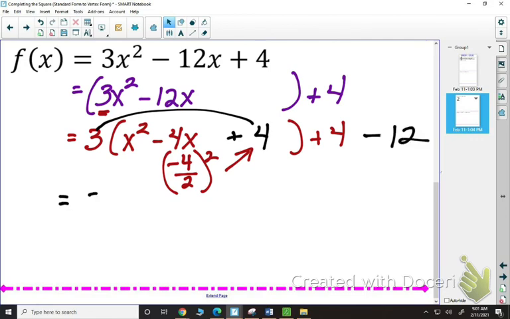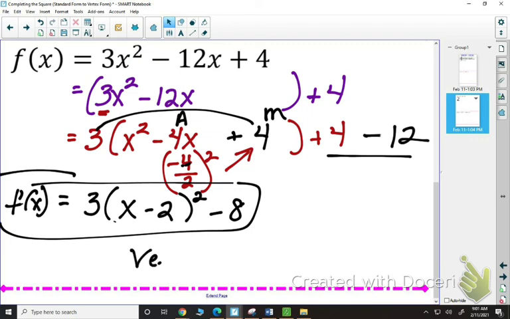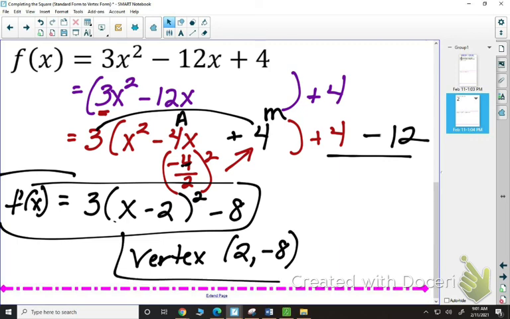Okay, so to do it one more step, we're going to have 3 times, okay, in this case, -4 divided by 2 is -2, or we can think of it as what multiplies to give me 4 and adds to give me -4. That's going to be -2 and -2. And then at the end here, 4 minus 12 is -8. So again, this is the vertex form. And then to identify the vertex, it's going to be at 2, -8.